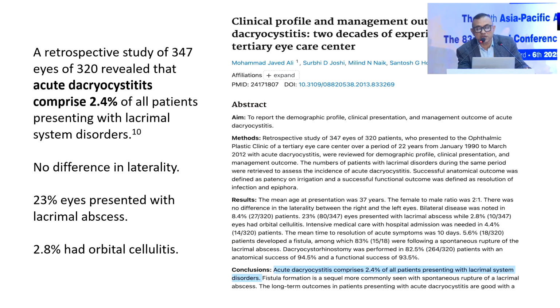This is another study done at LVPEI Hyderabad. It was a retrospective study. Mainly they found acute dacryocystitis comprising 2.4% of the patients. There was no difference in laterality, and 23 eyes presented with lacrimal abscess. The mean time for resolution of the acute symptoms was 10 days, and 5.6% developed fistula. There was spontaneous rupture of the lacrimal abscess, and dacryocystorhinostomy was performed in 82.5%. They found that 2.8% had orbital cellulitis.